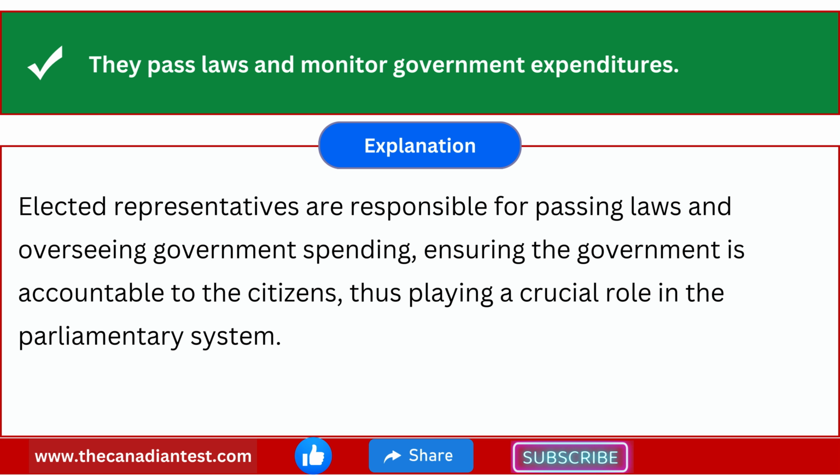The correct answer is they pass laws and monitor government expenditures. Explanation: elected representatives are responsible for passing laws and overseeing government spending, ensuring the government is accountable to the citizens, thus playing a crucial role in the parliamentary system.